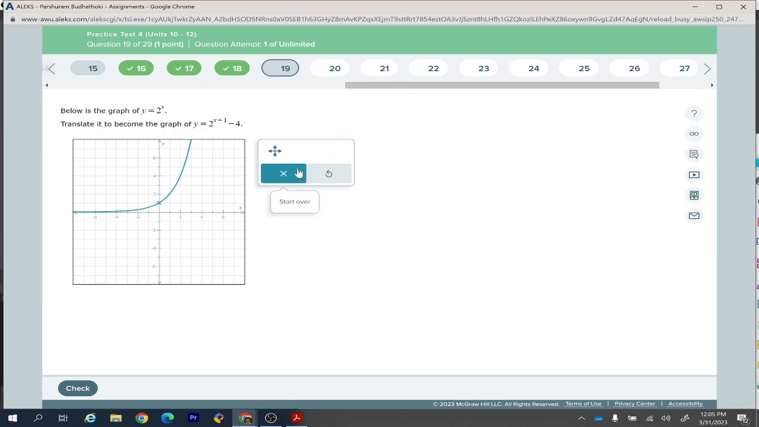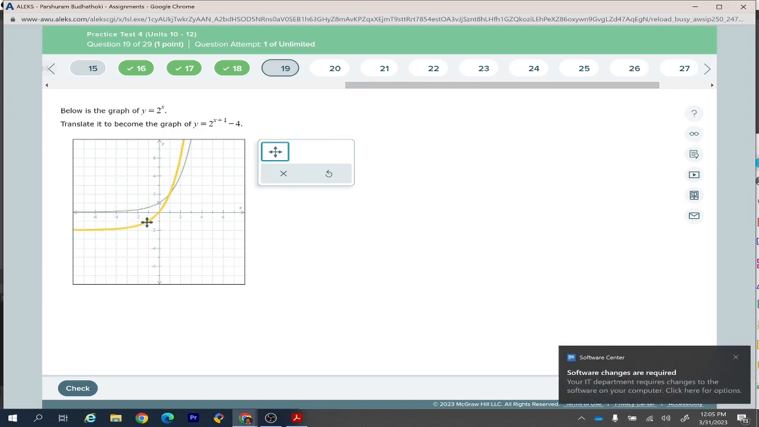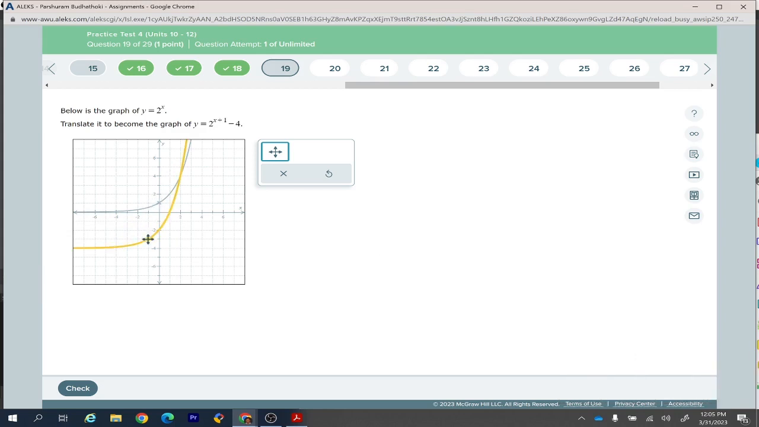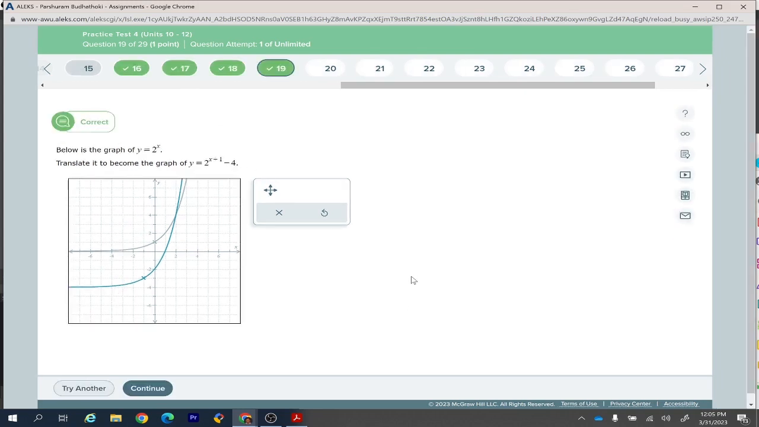So the translation is 1 unit left, this point goes here, and 4 units down. Yes, so this point 0, 1 becomes -1, -3. Okay, it's a horizontal shift to the left and a vertical shift down.